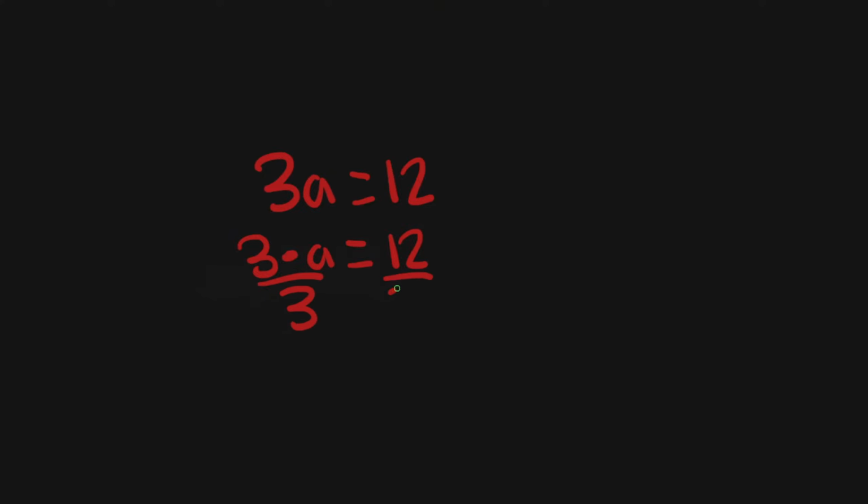And then divide this side by 3. And then, well, 3 divided by 3 is just 1. So 1a, which is just the same thing as a, because 1 times a is just a. So a equals 12 divided by 3 is 4. So a equals 4, and that's the answer to the equation.